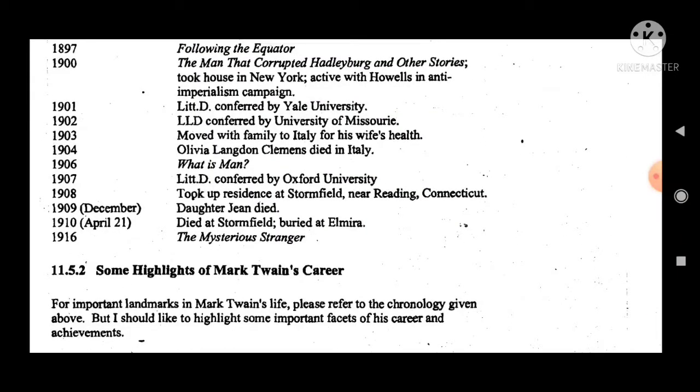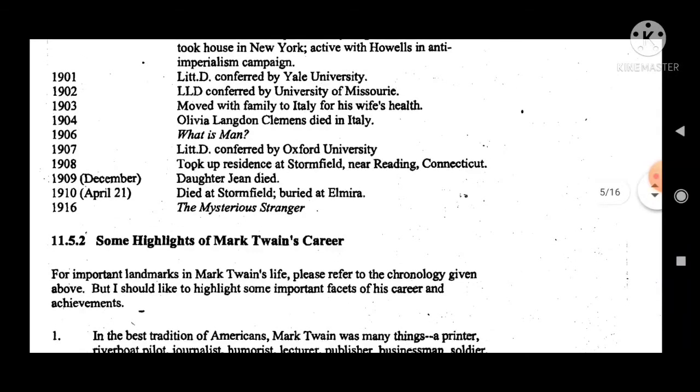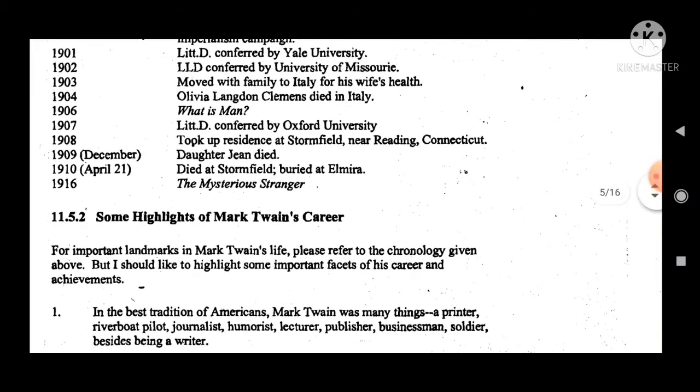Then 1901, D.Lit. conferred by Yale University. So in 1901 he was awarded the D.Lit. conferred by Yale University. Then 1902, LL.D. conferred by University of Missouri. 1903, moved with family to Italy for his wife's health. Then 1904, Olivia Langdon Clemens died in Italy. His wife Olivia Langdon Clemens died in Italy.